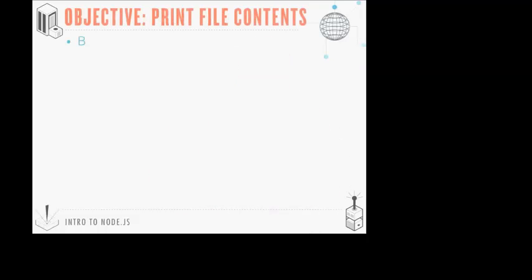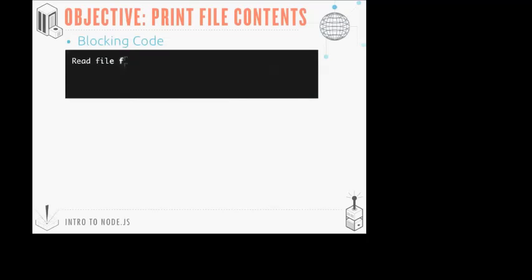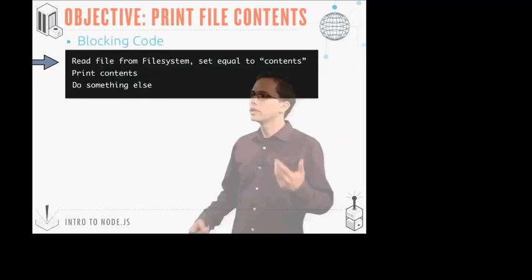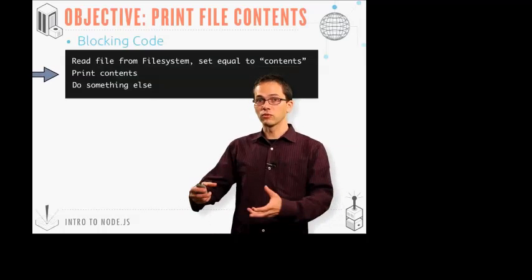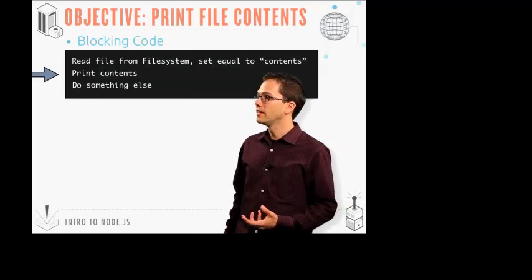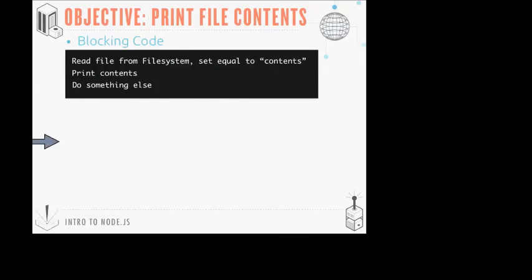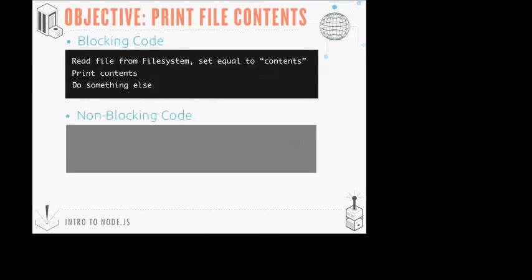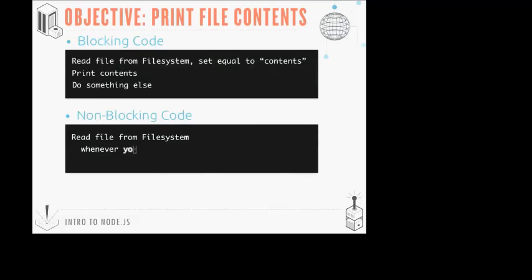Before we get into some actual Node code, we need to make sure everybody knows the difference between blocking code and non-blocking code. Here's some pseudocode to print some file contents. First, we want to read the file from the file system, set it equal to the contents variable, print the contents variable, and then do something else. So if we think about how this code executes, first, we read from the file system. We can't actually print out the contents until we've read all the contents from the file, so it's kind of blocking here. And then, obviously, we can do something else.